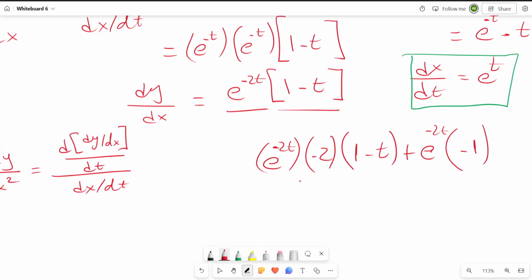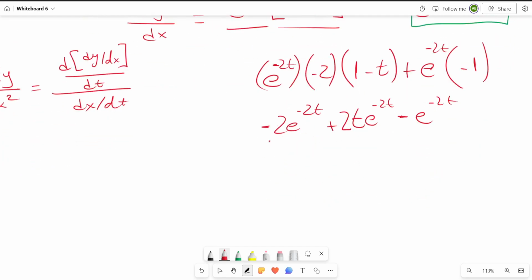So this is going to be negative, let's multiply everything out. So this is going to be negative 2 e power negative 2t times 1, which is negative 2e power negative 2t, and then negative 2e power negative 2t times negative t, which is going to be positive 2t e power negative 2t, and then adding to that negative e power negative 2t.